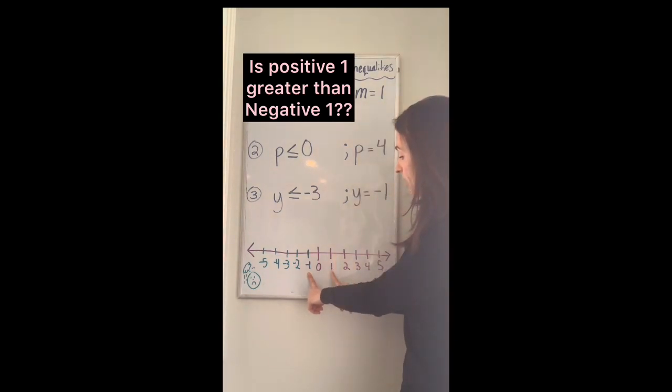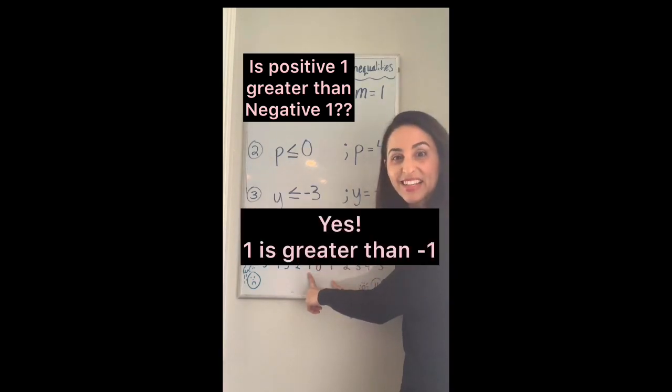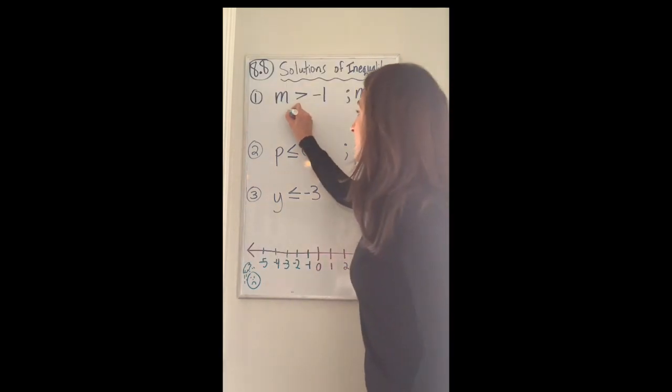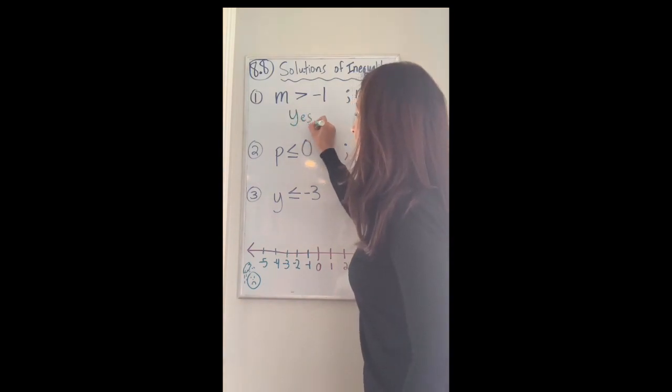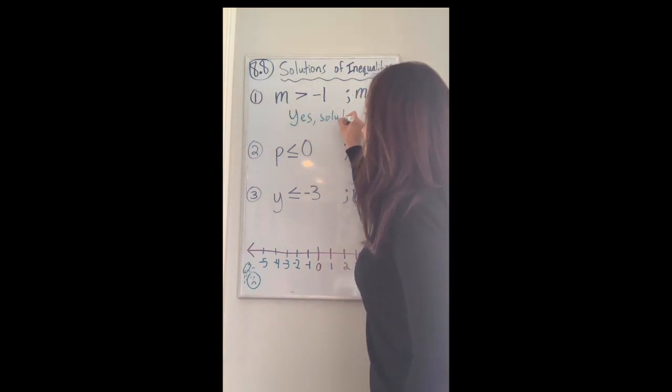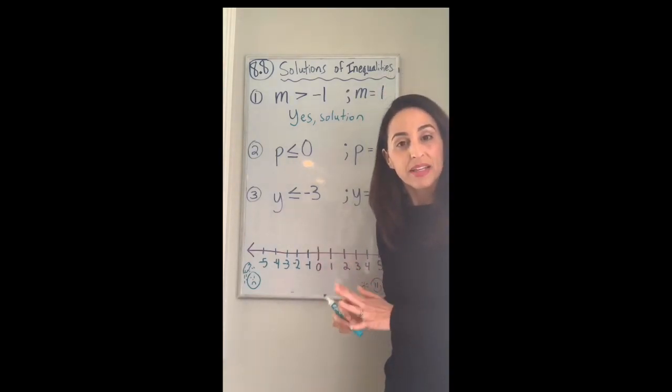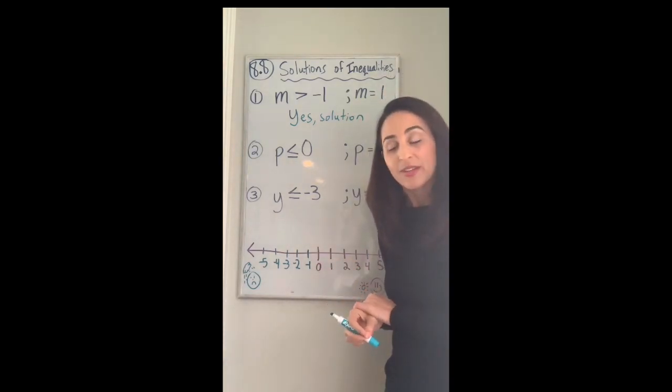Can m be +1? Is that greater than -1? Yes, it is. Here's +1. And yes, it's greater than this -1. I'm getting happier. It's greater. So the answer is yes. Solution. This was a solution to my problem. M is +1. It could be a solution.